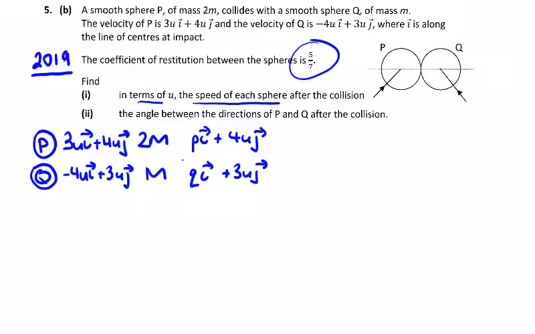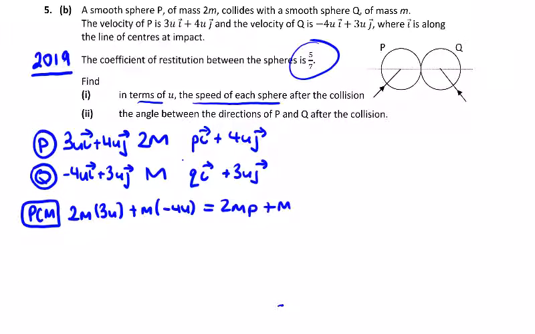Let's do that. Applying the principle of conservation of momentum, looking at the i direction, 2m by 3u plus m by minus 4u is equal to 2mp plus mq. Dividing by m and tidying it up, we get 6u minus 4u, 2u equals 2p plus q.